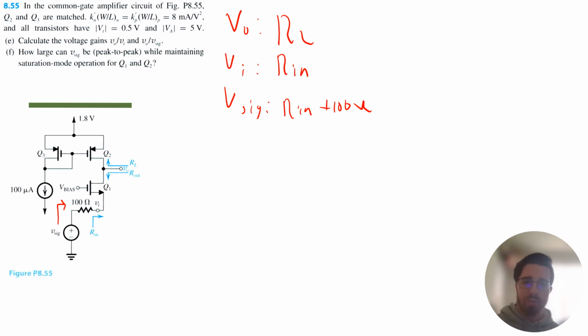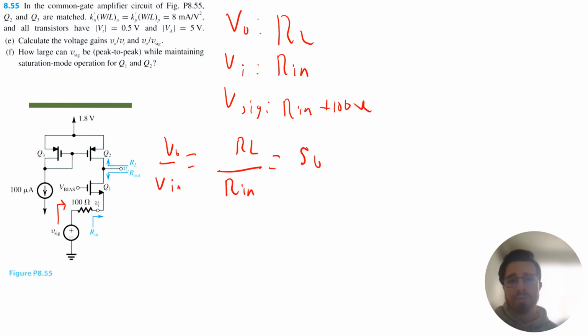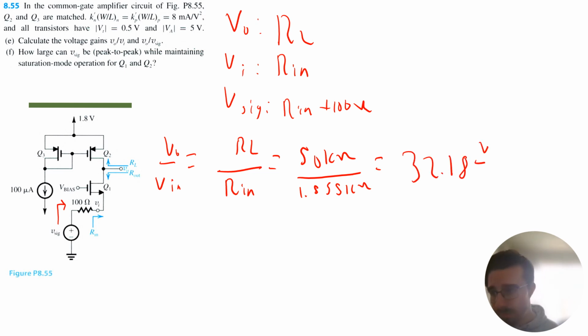So if I wanted to solve for Vout over Vin, I would just use the equivalent resistances, RL over Rin. So that would be 50 kilo ohms divided by 1.555 kilo ohms, as we solved in the previous part. And that would be 32.18 volt per volt would be our unit. Actually, I get 0.15, sorry.